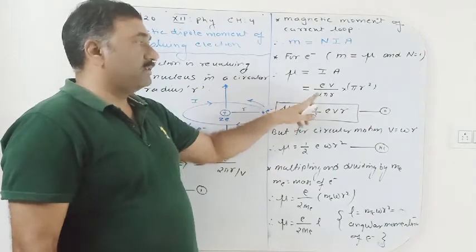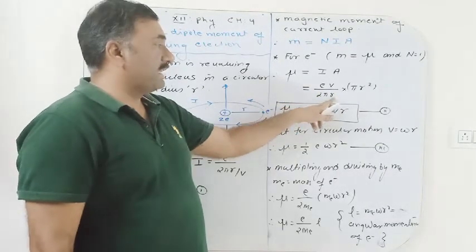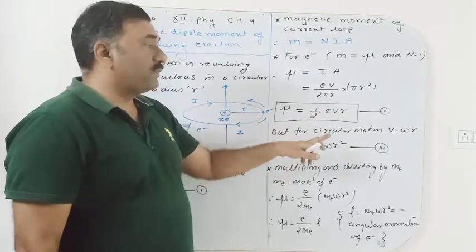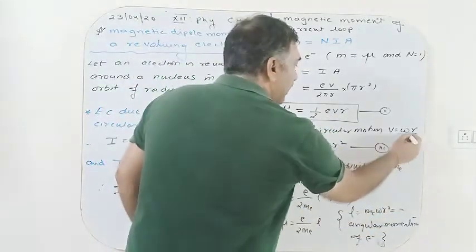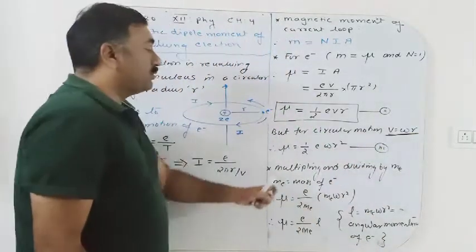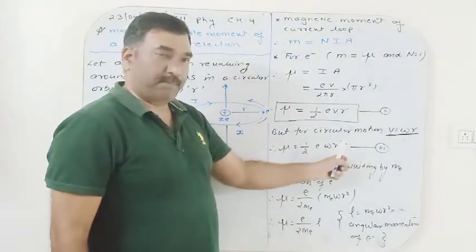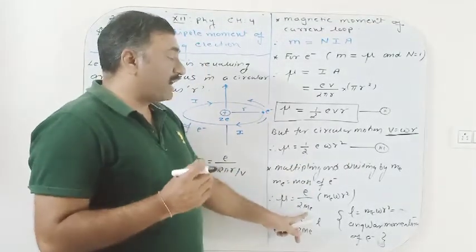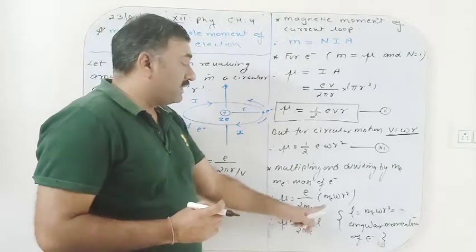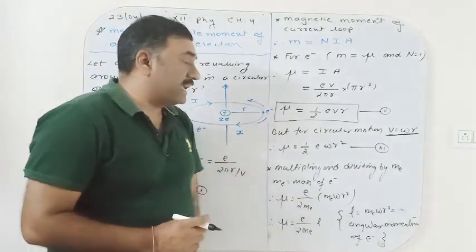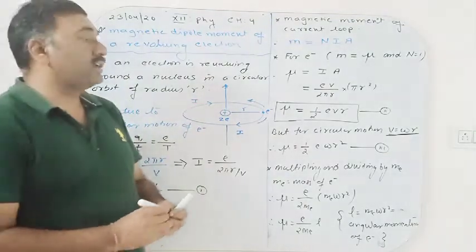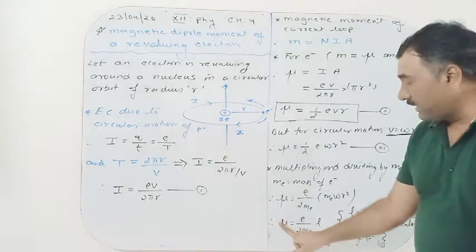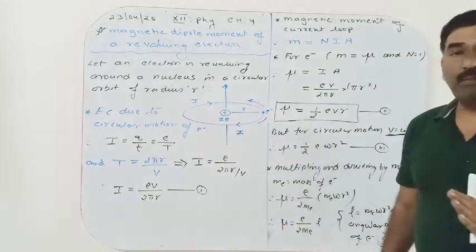Substituting the value of current and area, pi cancels, r cancels. So mu is equal to half EVR. And taking for circular motion V is equal to omega r, mu is equal to half E omega r square. Then multiplying and dividing by ME, where ME is the mass of the electron, what we get is that ME omega r square is known as the angular momentum of the electron. So here we are getting the formula relating magnetic moment with angular momentum.